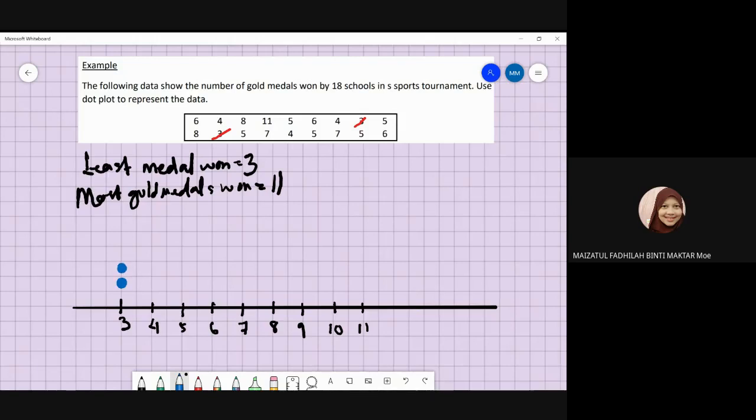1, 2. Alright, is there any more 3? Please check. There isn't, so we will go to number 4. How many schools have 4 gold medals? Please check the data: 1, 2, 3. So there are 3 schools with 4 gold medals, so 1, 2, 3. Then just continue with the numbers that you have, following the labels you already made.